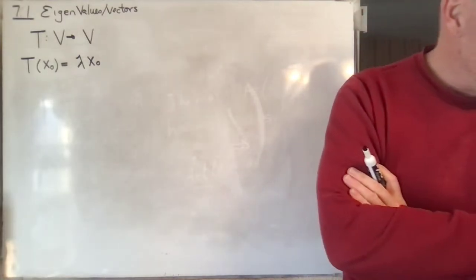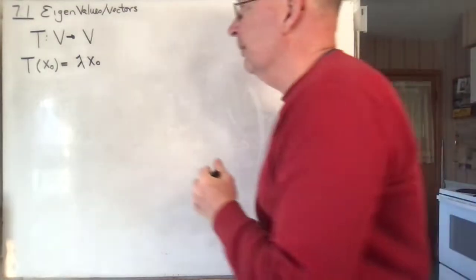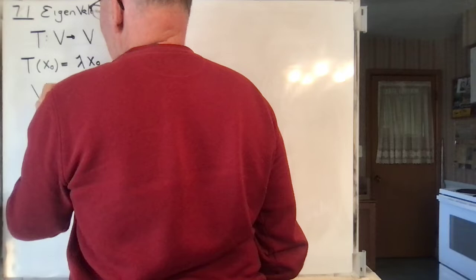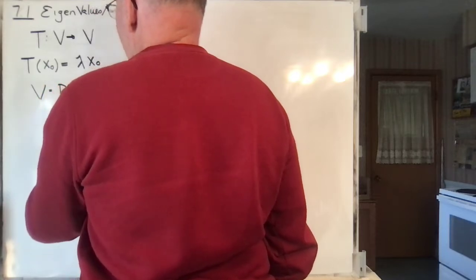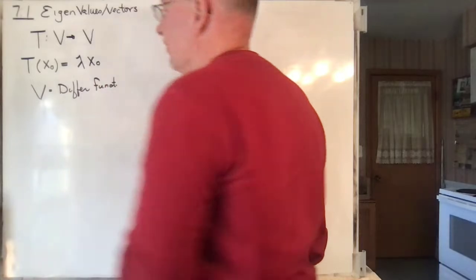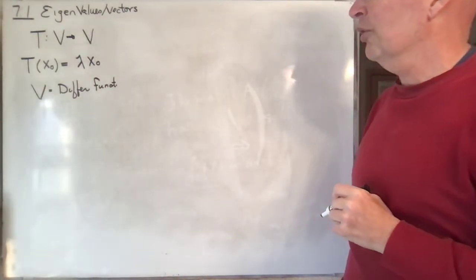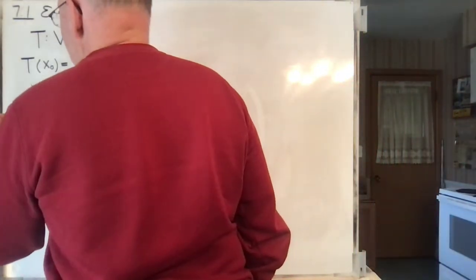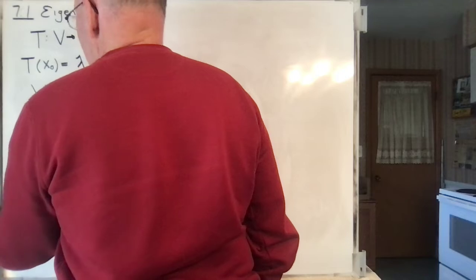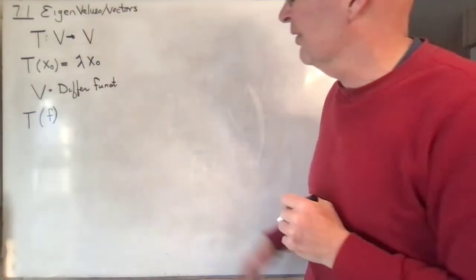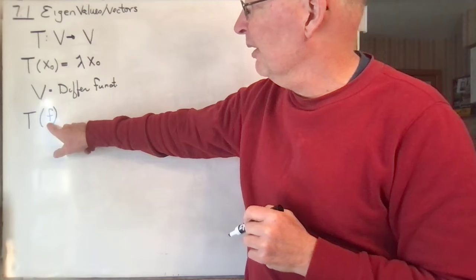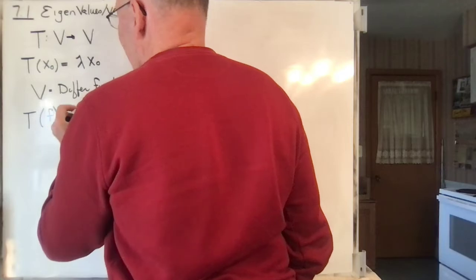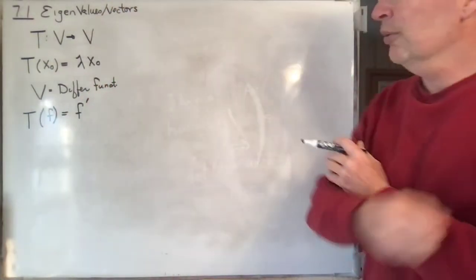Let me give you an example of something from a world that you know. Suppose that V is differentiable functions, functions that you can find the derivative of. So that's our vector space. I think we showed back in an earlier section that that was a vector space. And suppose that T of any, I'm going to call it f now, because if they're functions, then my vector is going to be the function f. Suppose that what T does to f is it takes its derivative.